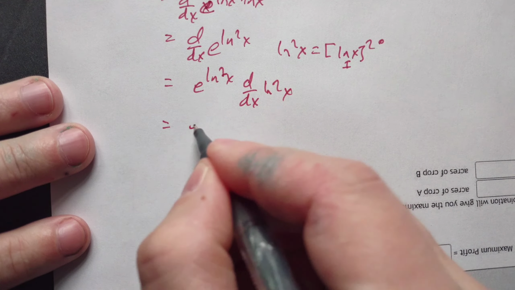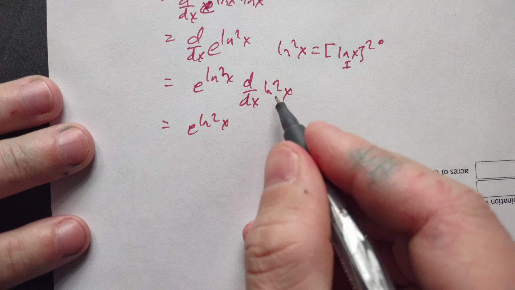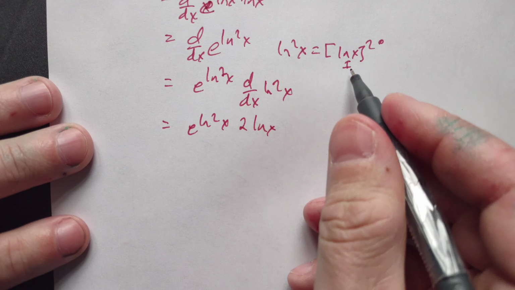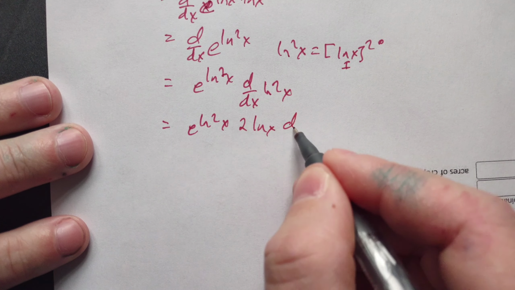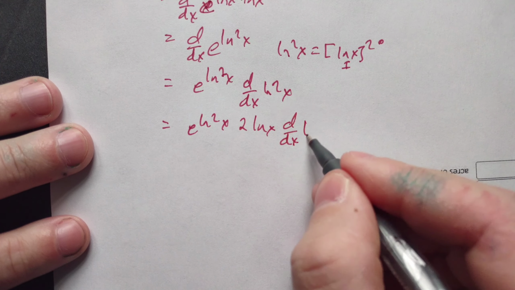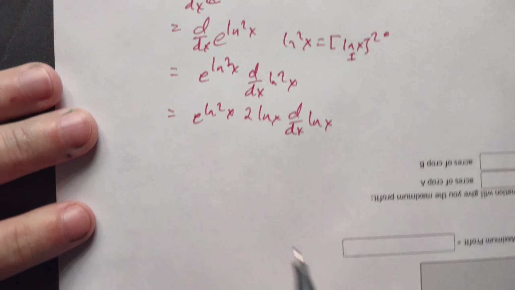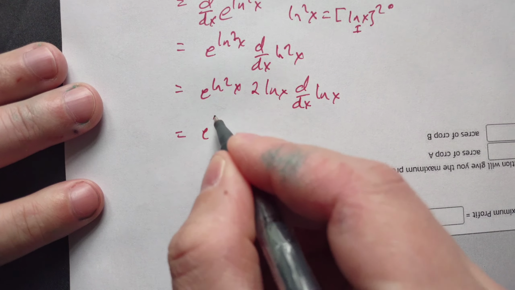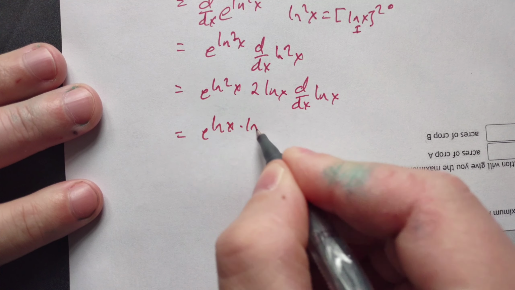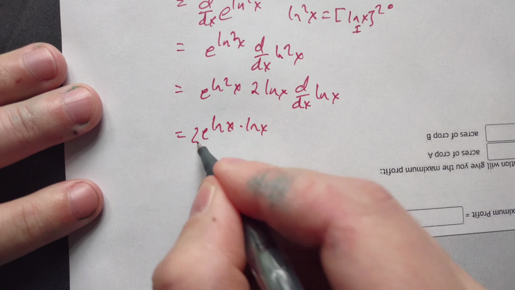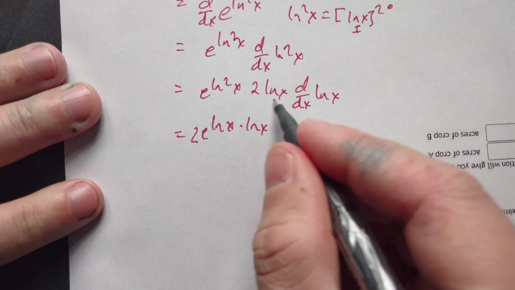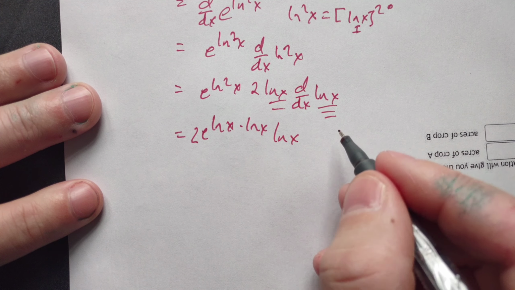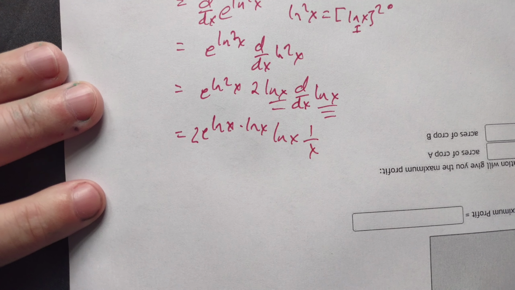Continue. So e to the ln squared x. The derivative of this part now, you bring the 2 down, multiply by the inside, ln x. And then again, multiply by the derivative of the inside, which is another ln x right here. Continue. We write this e to the ln squared x as e to the ln x times ln x. Put the 2 out front, and the derivative here, well, this part stays as ln x for now, and the derivative of that ln x is now 1 over x this way.